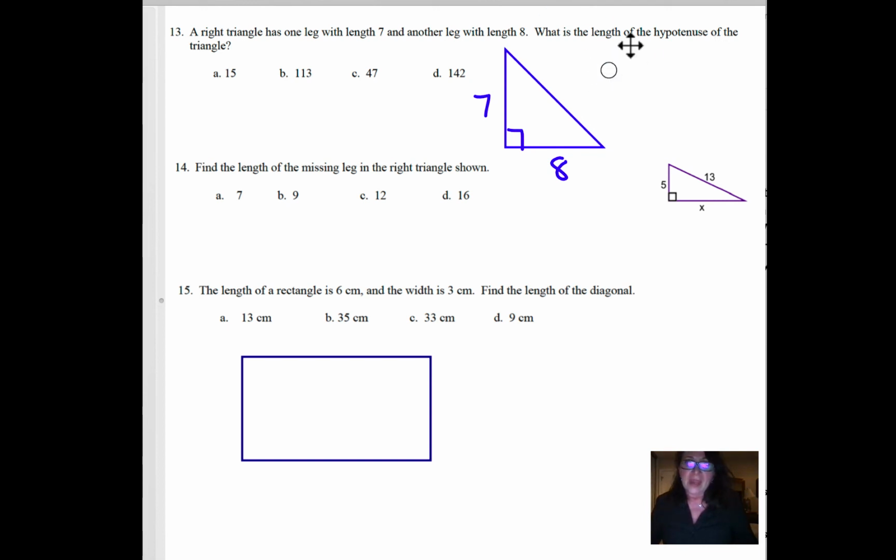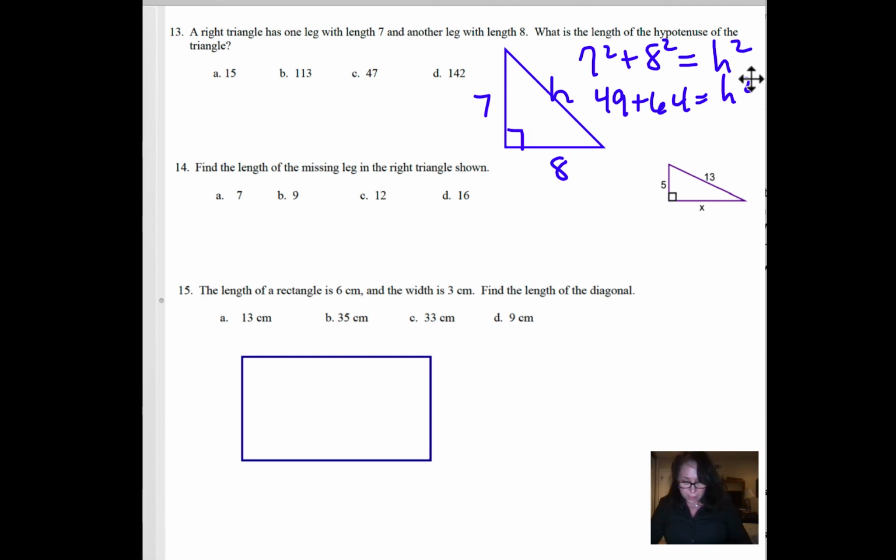That's all. And so we're going to say 7 squared plus 8 squared is equal to h, which is my hypotenuse, squared. So we're going to go 49 plus 64 is equal to the hypotenuse squared. And so 49 add 64 is going to give me 113. So my hypotenuse is going to equal the square root of 113. What is the length of the hypotenuse? I think these all have to be rooted. So that's going to be B if it was a root.